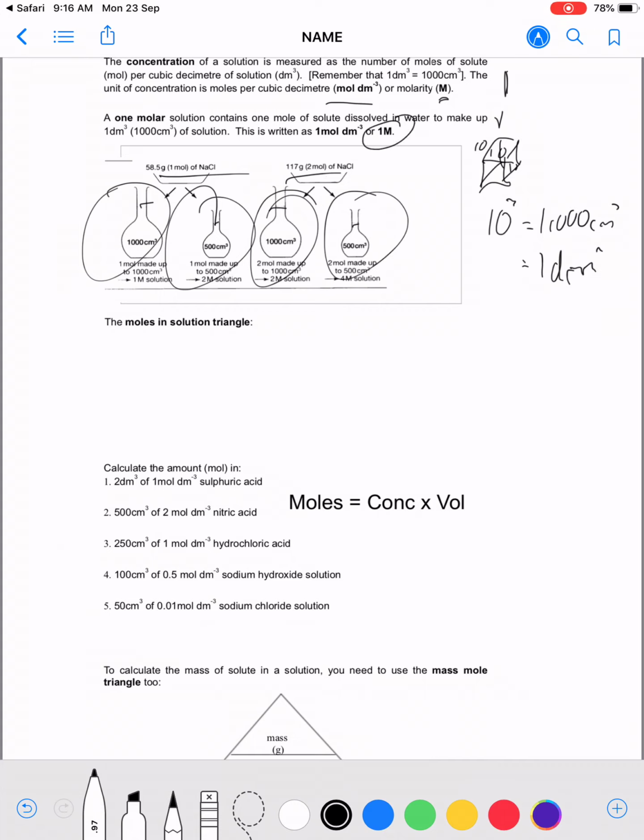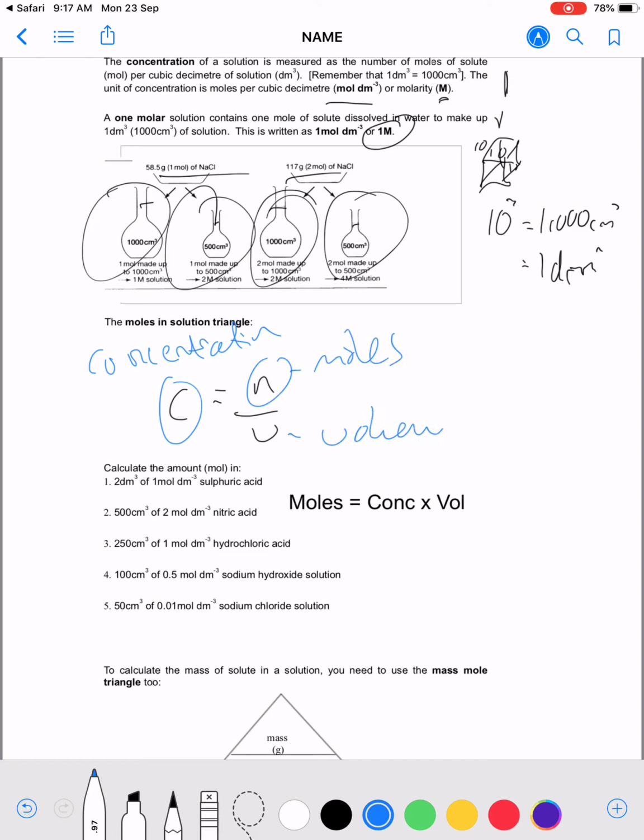The moles in solution triangle, well, C equals n over V. This is concentration. This is my moles. This is my volume. And if you like your triangles, you're going to get C, n, V. Okay, so now you can put your finger over any of those values and work out the unknown.